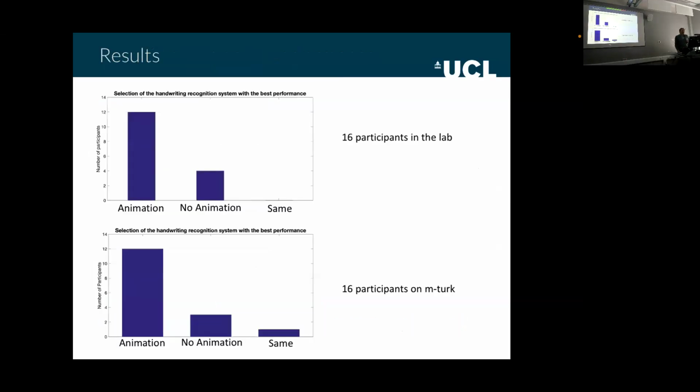And what we found is that both in the lab and when we replicated the study online, there's a clear effect where people think that in the animation condition, the system works better, makes fewer mistakes, and they go in great length about telling you, yeah, it misrecognizes this letter and that letter. The two systems were completely the same. It was Wizard of Oz. There was no system whatsoever. So it's clearly a bias.